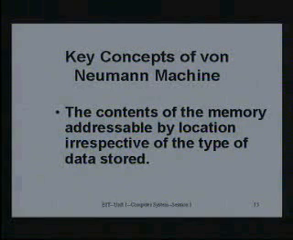The second key concept given by von Neumann was that the content of memory is addressable by location, irrespective of the type of data stored in it. Now, what kind of data did von Neumann talk about? There are two basic kinds of data stored in the memory. One is the data itself, which may be numeric, ASCII or any other kind of data. The second kind of data which can be stored in the memory is instruction.